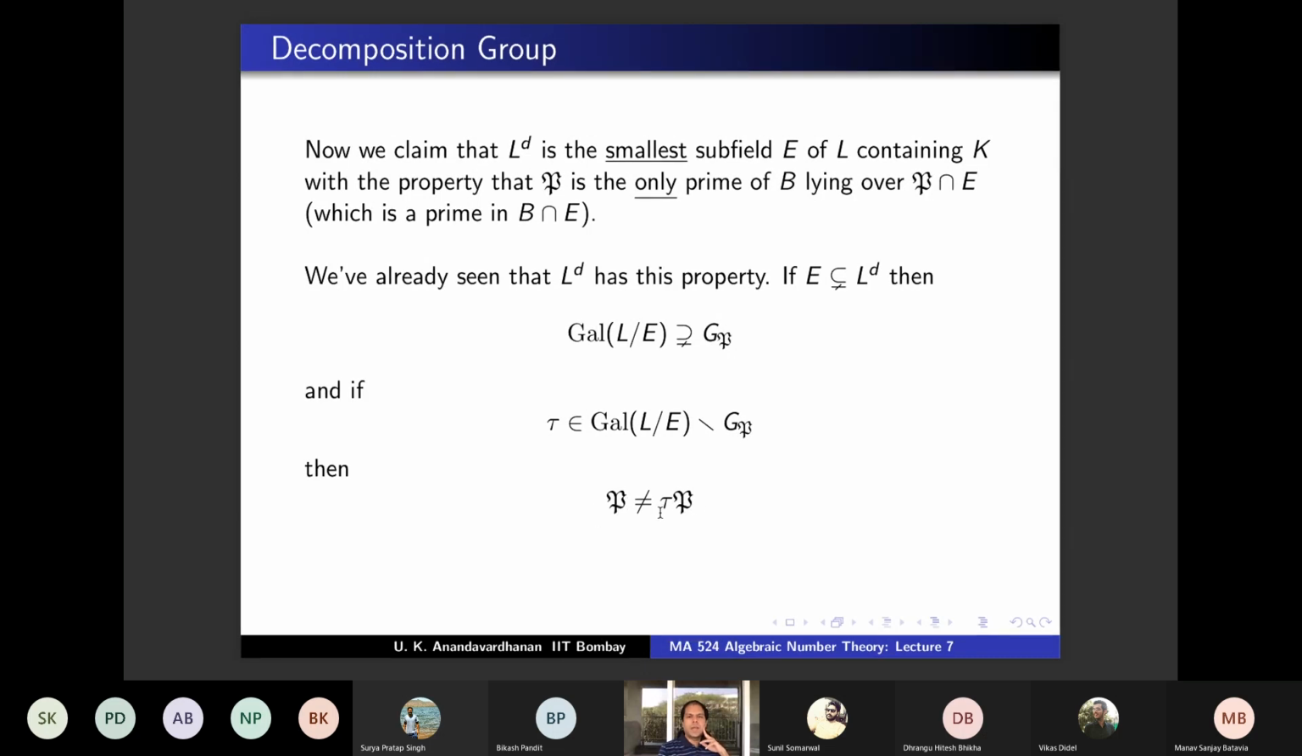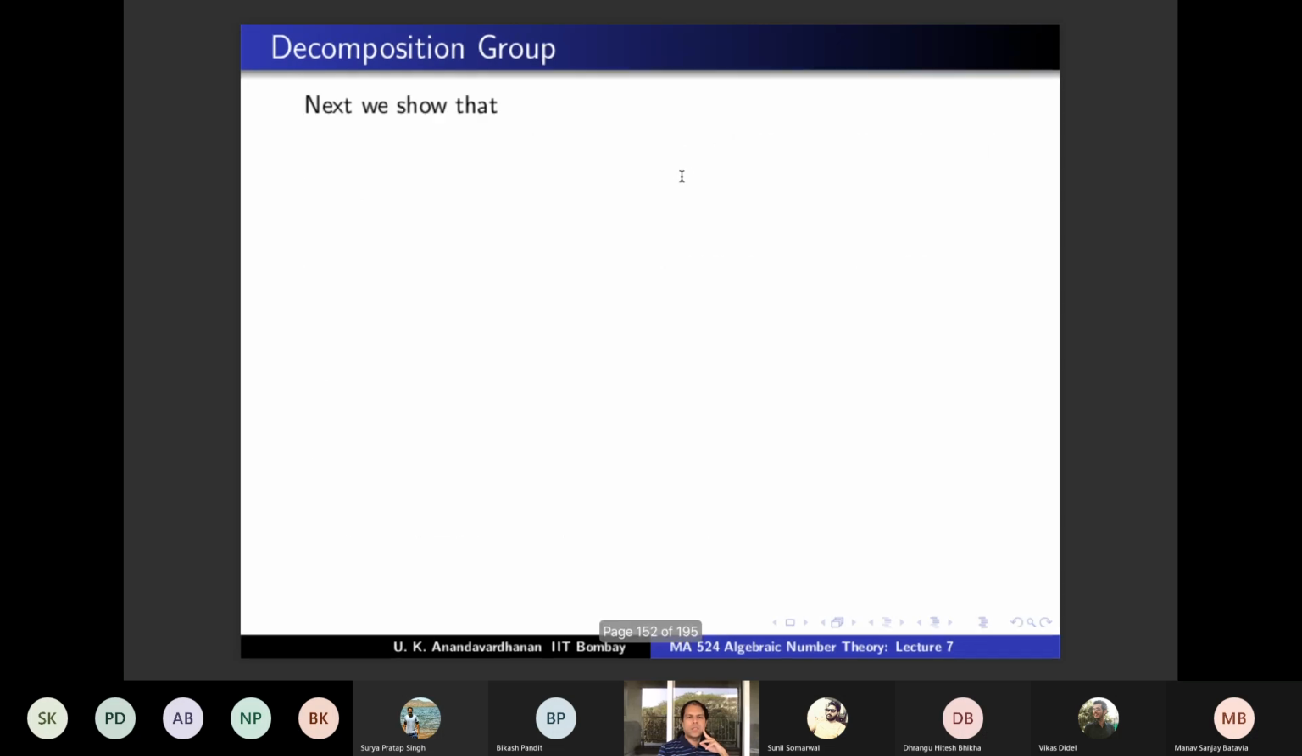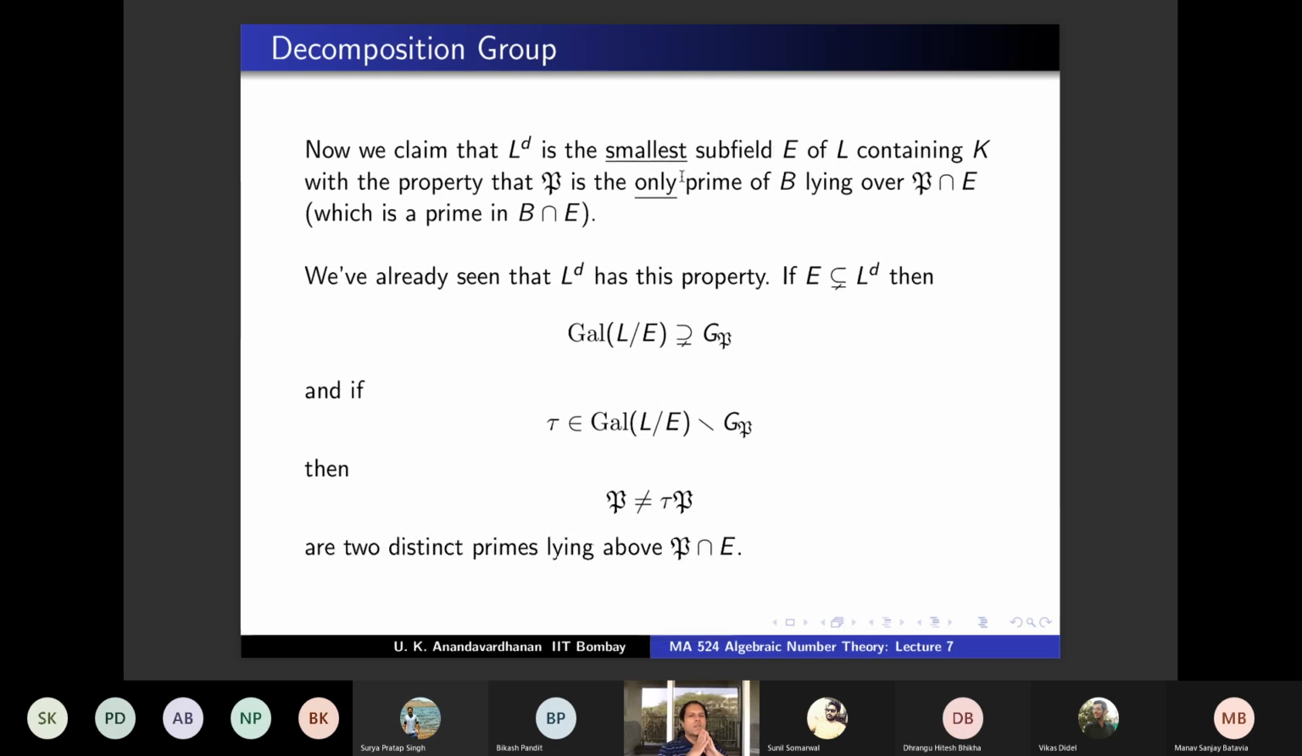But both these lie above P intersection E, and these are two distinct primes lying above P intersection E. So the only-prime property is not true. So that shows it. Okay. So it is the smallest subfield of L containing K with the property that P is the only prime of B lying over P intersection E.